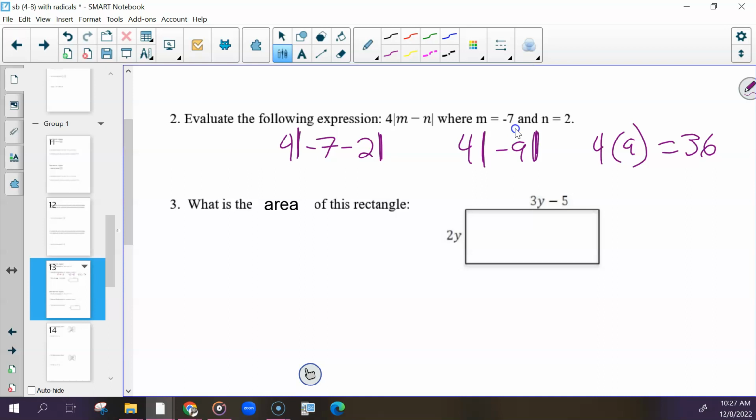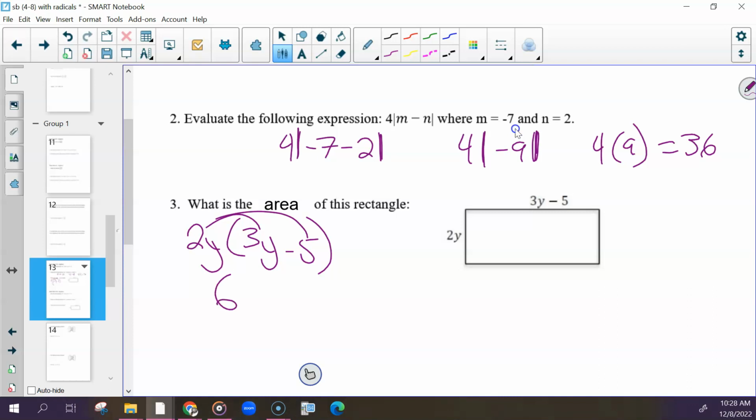Number 3, this is going back to our polynomial operations. If we're finding area, we have to multiply these two. So 2y times 3y minus 5. Distribute the 2y. The 2 times the 3 would just be 6.